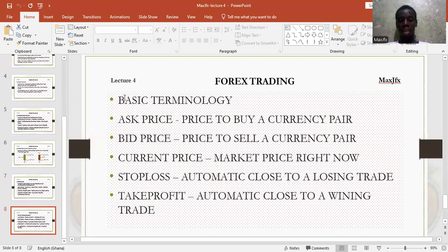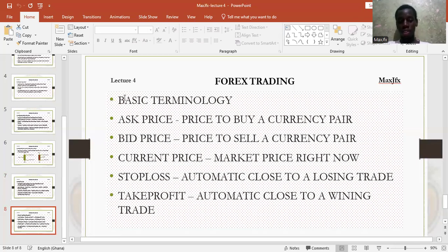Okay, now let's look at another basic terminology. We have the ask price, which simply means the price to buy a currency pair. You also have the bid price, the price to sell a currency pair. The ask price is normally above the current price, and the bid price is normally below it. The current price is the market price right now, normally in between the ask and the bid.